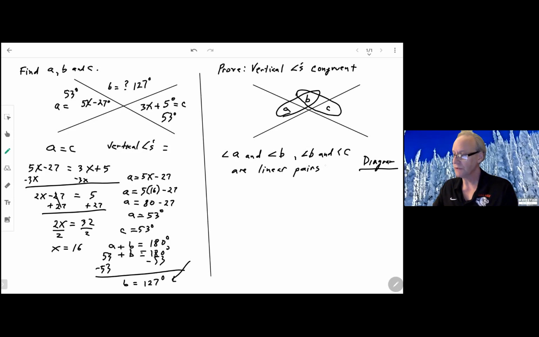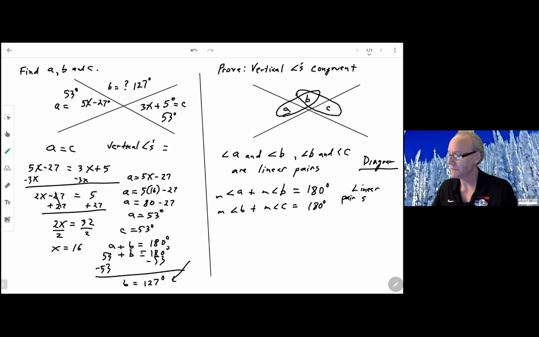So I'm just going to say that that's given, or that it's part of the diagram. Now, because we know that linear pairs are supplementary, then I know that the measure of angle A plus the measure of angle B, oh, I shouldn't use a capital. This isn't quite exactly appropriate, but it's close, is equal to 180. And I also know that the measure of angle B plus the measure of angle C is equal to 180. And we know that because linear pairs are supplementary.